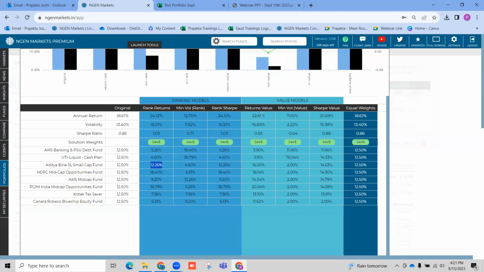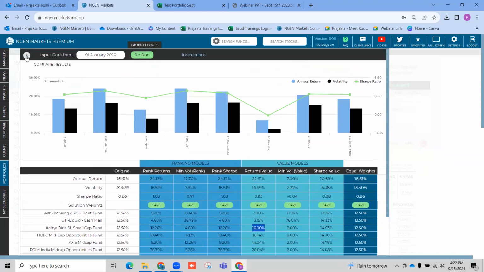On the other hand, ranking value has actually considered the underlying values of those returns and given a 14% to Axis Mid Cap. Also, it has given a 16% to Aditya Birla Sun Life Small Cap Fund. So it tries to follow a balanced approach rather than a concentrated approach, which is followed by these ranking returns models. Okay. Similarly, we can apply the same logic on this minimum volatility and the Sharpe ratio value model. So it will take into consideration overall a balanced approach. It will try to distribute the allocation in such a way that no single fund is given the highest concentration, right? So that's about the improvisation functionalities.